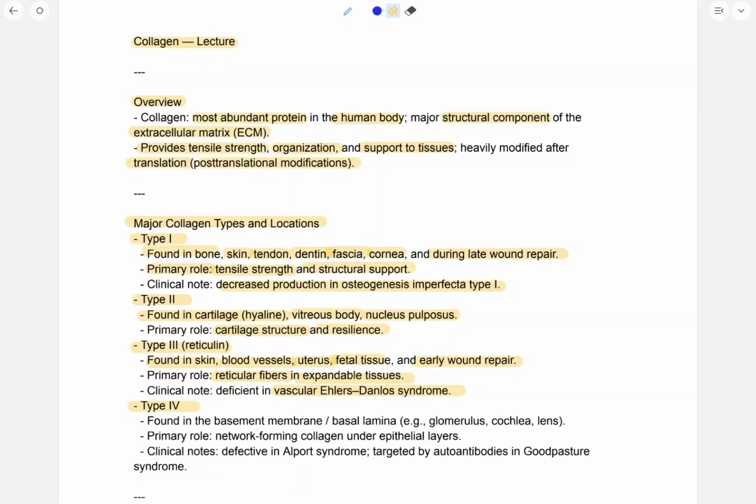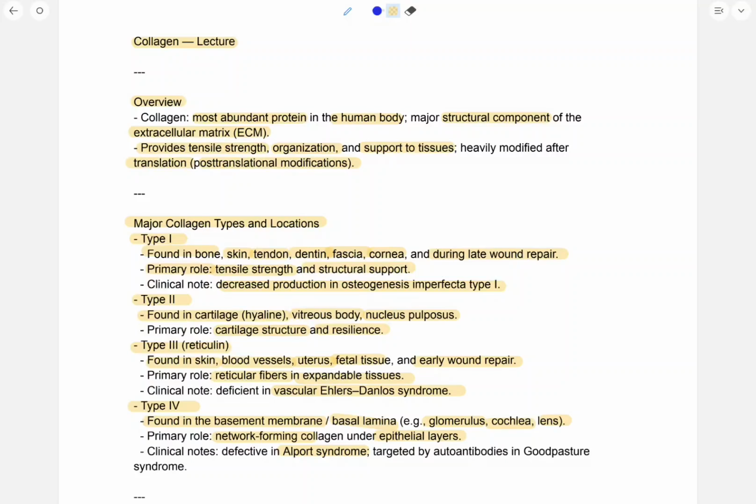Type 4 collagen. Type 4 is found in the basement membrane and basal lamina, for example in the glomerulus, cochlea, and lens. Its primary role is as a network-forming collagen under epithelial layers. Clinical note: type 4 collagen is defective in Alport syndrome.